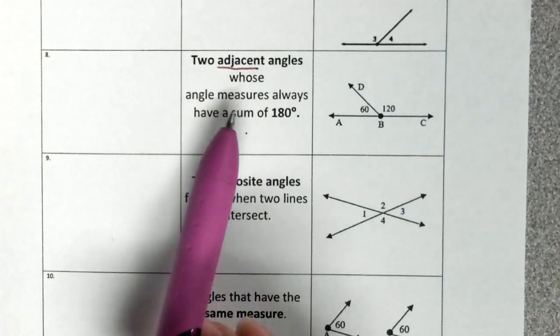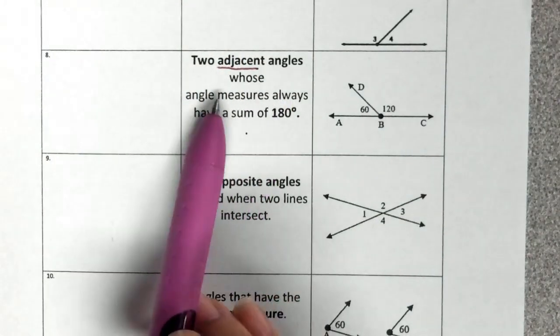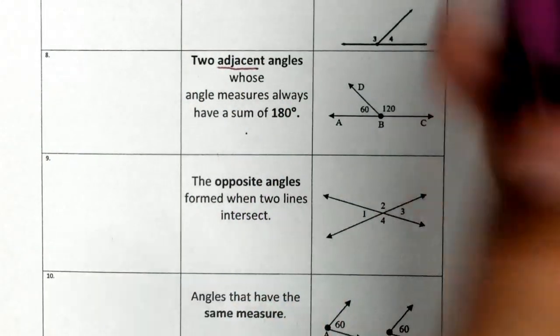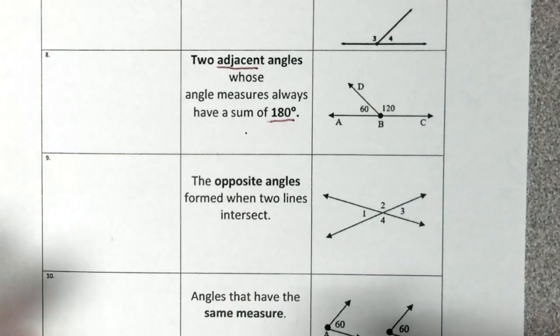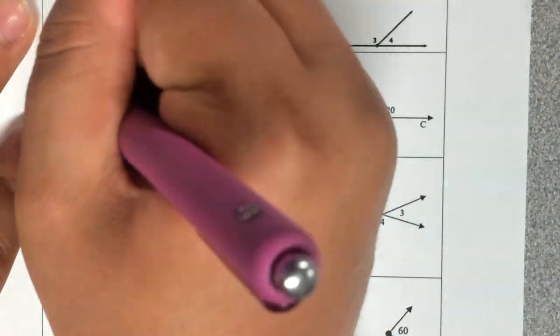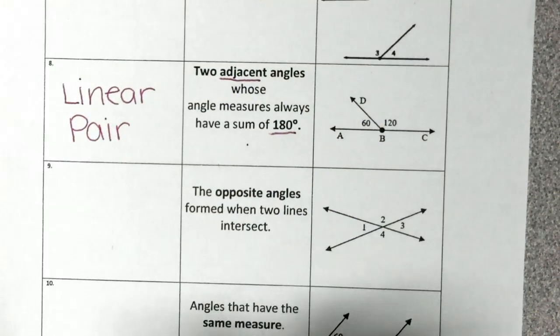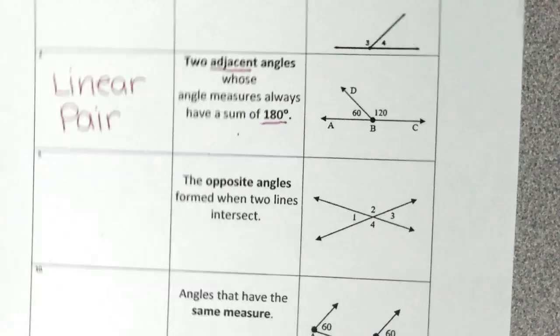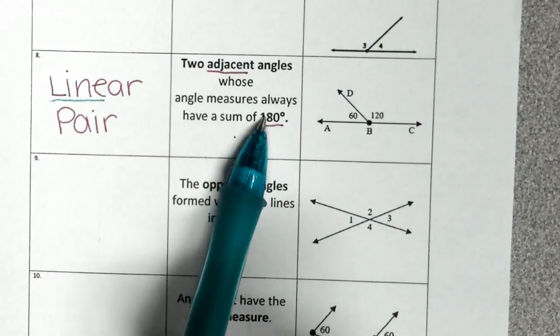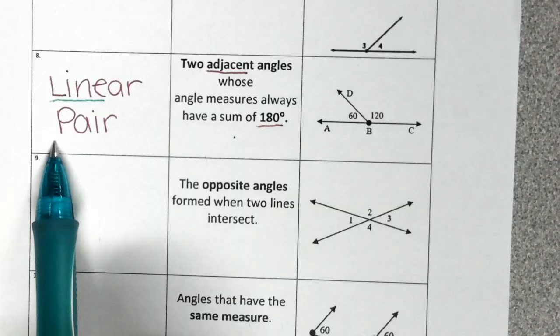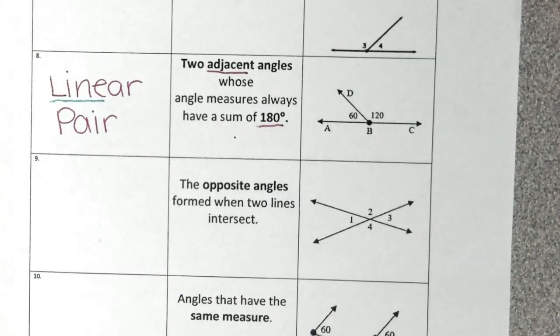Two adjacent, what does adjacent mean? Two neighbors, two angles who are next to each other, who always have a sum of 180. We call this a linear pair. Y'all, what does the word linear mean? A line. How many degrees is a line? 180. What is a pair? Two angles. So, a linear pair is two angles that equal 180.